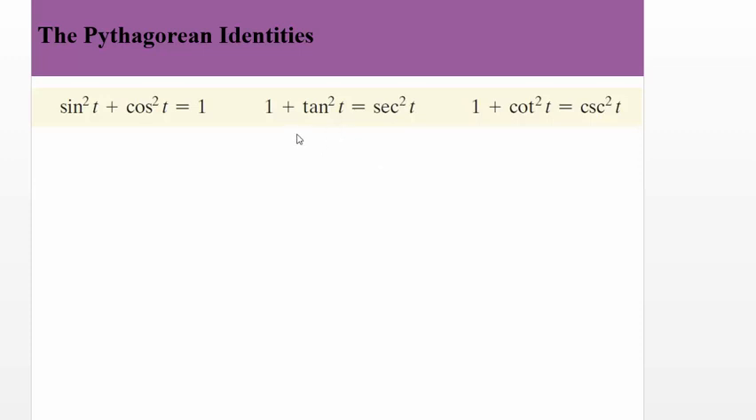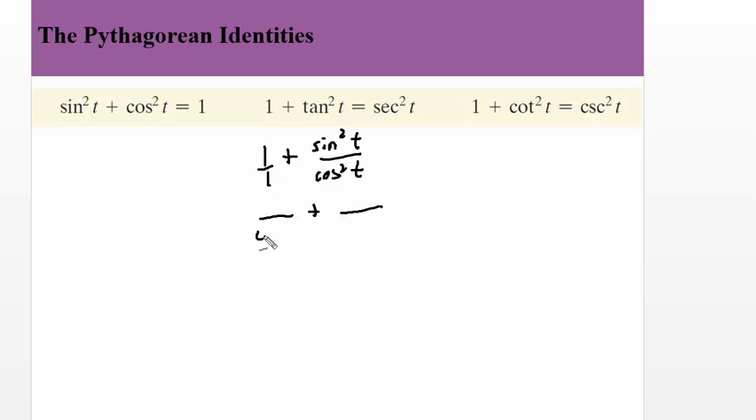But let me just show you that you can prove this from the first one. I'll prove one of these two real quick. So I think I'll prove the second one. I can prove either one of them real quick just to show you how it works here. 1 plus tangent squared t equals secant squared t. I'm going to go ahead and change the tangent squared t. Remember, tangent is sine over cosine. So the tangent squared would be sine squared t over cosine squared t. I'm going to get a common denominator between these two fractions.